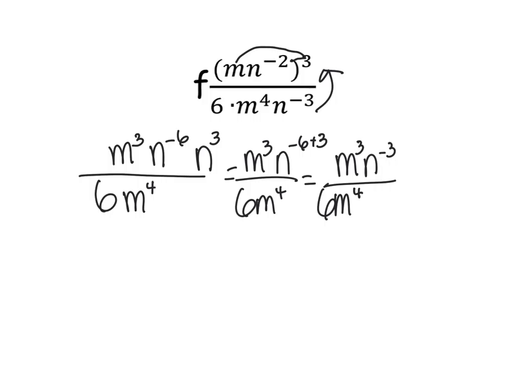But if you don't want to write it out, you could do it this way. Now my n to the negative 3, that's a negative exponent. It goes down. M to the 3rd over 6m to the 4th, n to the 3rd, because the n to the 3rd just dropped down, right? What questions do you have? Because I feel like I'm doing a lot of steps and no one's asking questions.